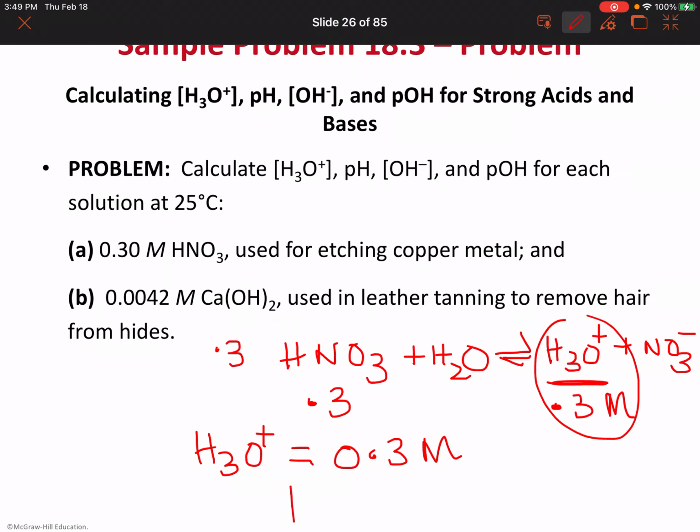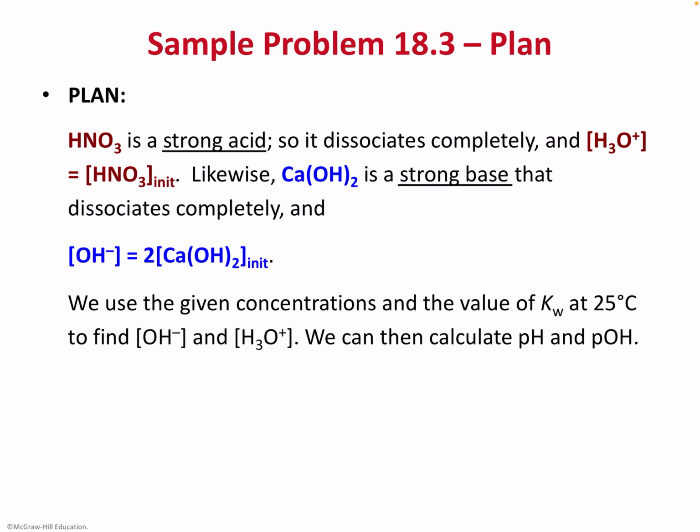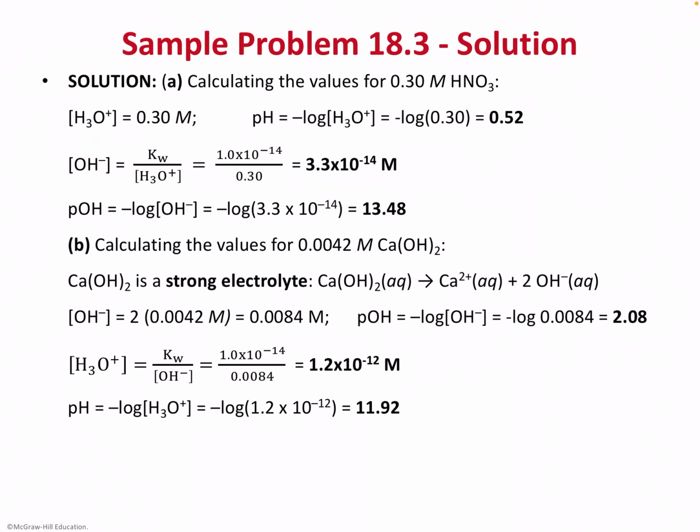How do you find pH? pH is going to be negative log of H3O+, which is negative log of 0.3. Put this number into your calculator and find out what is negative log of 0.3. That would be 0.52. So put the numbers into your calculator and also see if you get 0.52.